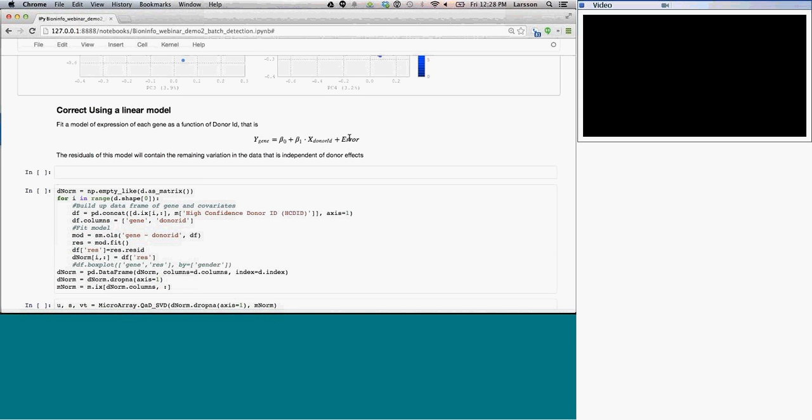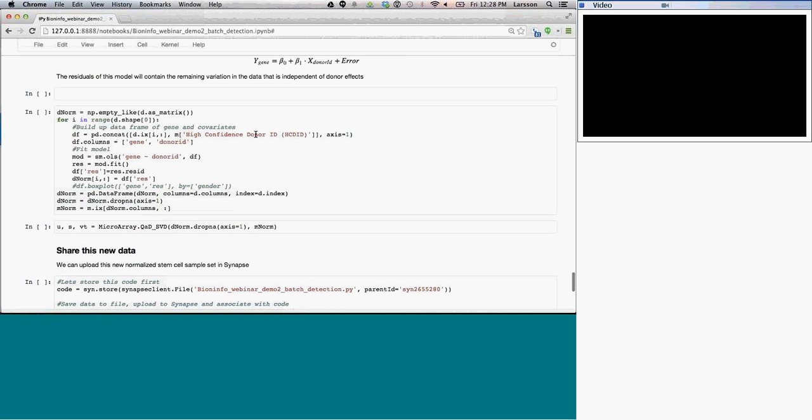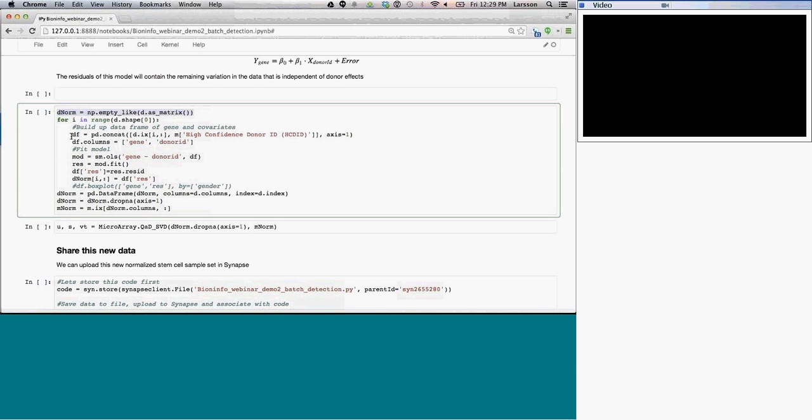And if we look at this error term, or the residual of this model, that will basically be the effect that is left over after you've corrected for donor ID. What we do here is I'm going to create a new matrix, which are these residuals, and then I'm going to go through the range of all of the genes, and for each one of those, I'm going to build a model.